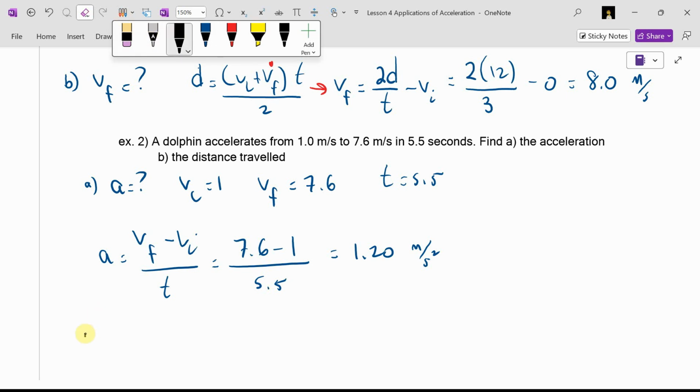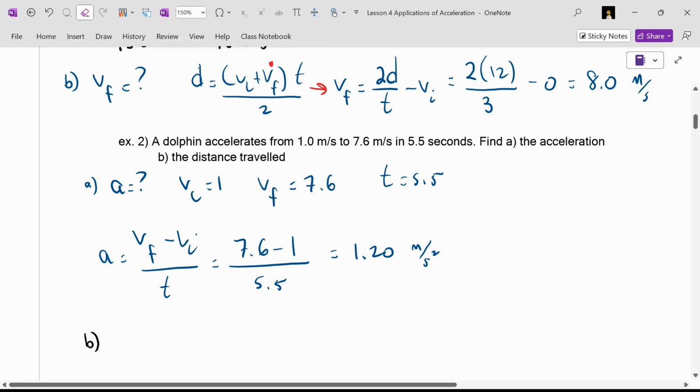Charlie, what's B want me to find? Give me an equation that has a D, a VI, a VF, and a T. Try not to use the A unless you can't find another one.